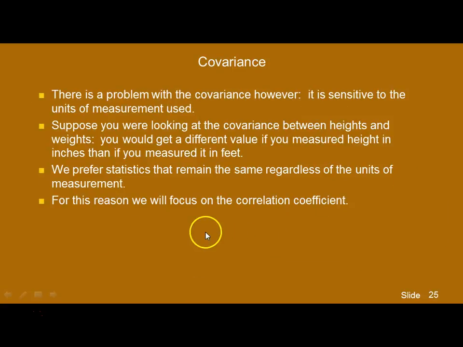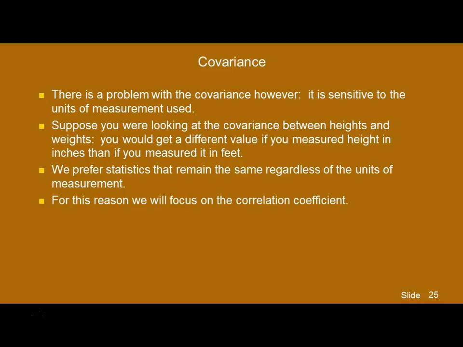Now there is a problem with the covariance, and a reason why I don't stress its use too much. It's very sensitive to the units of measurement. Go back to the example I just talked about. Supposing I took a sample of people in the classroom and I looked at their height and their weight, and I wanted to measure the covariance. Well, I would get a different value if I measured weight in pounds versus weight in ounces, or height in feet versus height in inches. The value of the covariance would change.